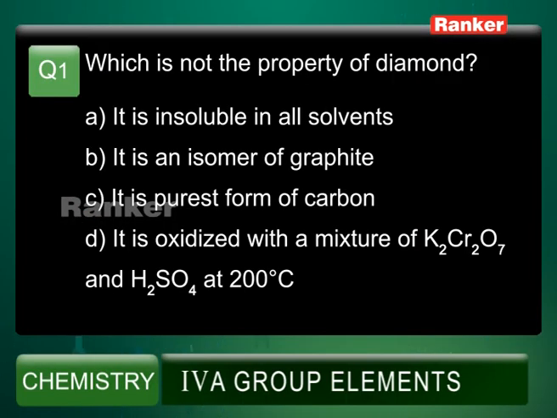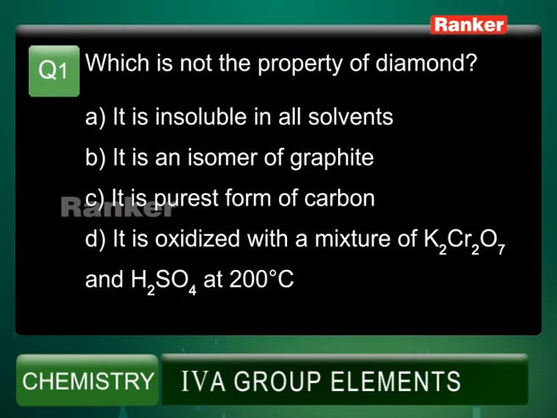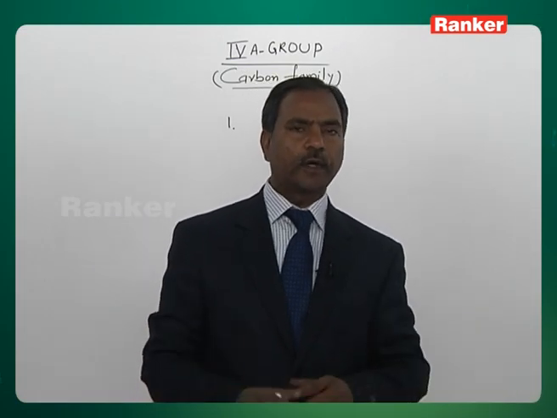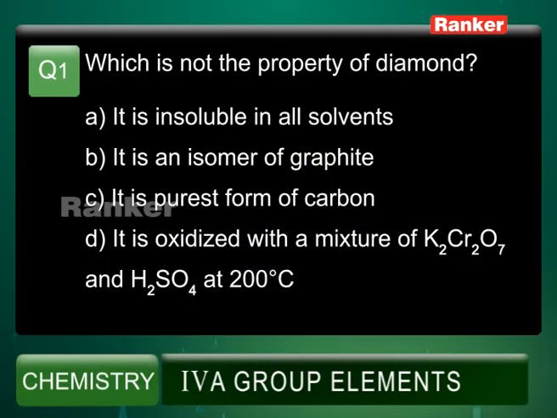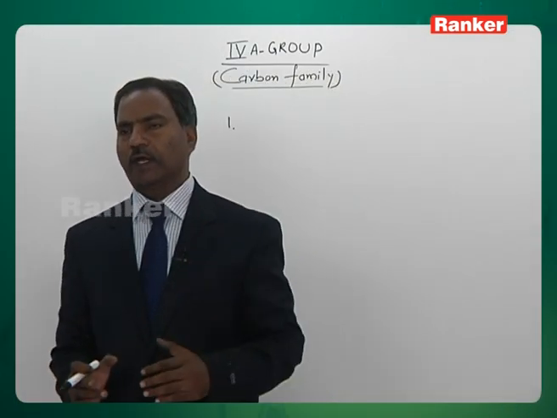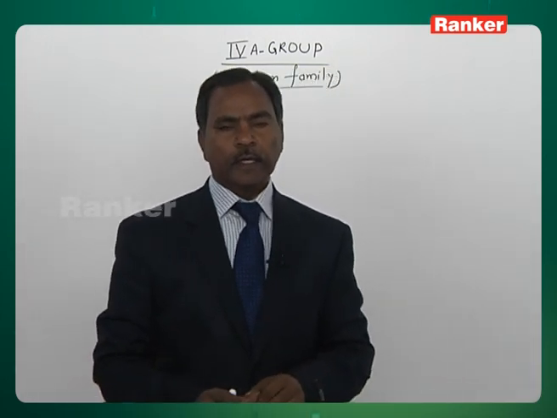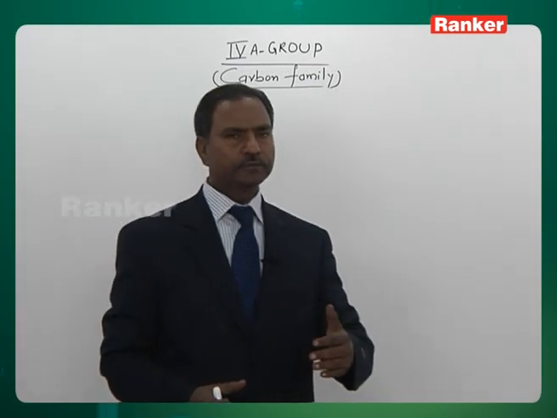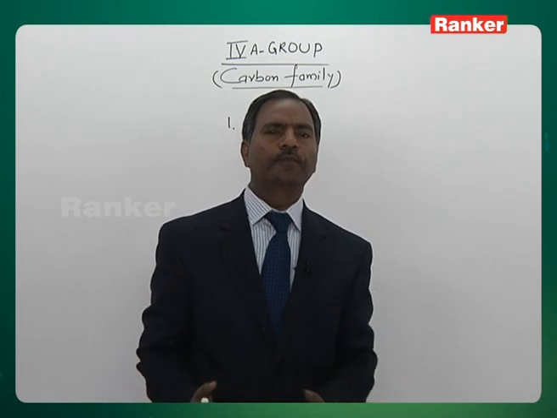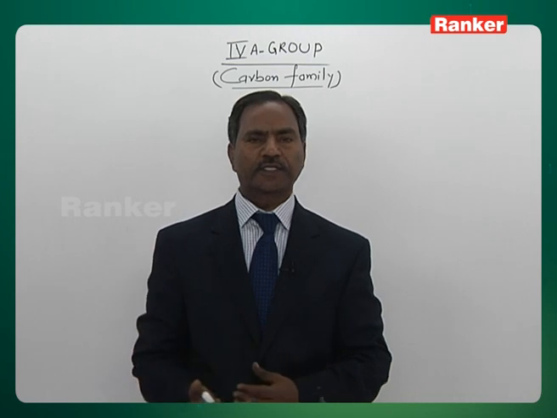A. It is insoluble in all the solvents. Yes, it is insoluble in all the solvents. Then, isomer of graphite. But see, diamond is not an isomer of graphite. Graphite and diamond are actually allotropes of carbon. The purest form of carbon: diamond is one of the purest forms of carbon among all the allotropes. It is oxidized with a mixture of potassium dichromate and sulfuric acid at 200 degrees centigrade. Yes, diamond, whenever it reacts with acidified potassium dichromate, is oxidized to produce carbon dioxide.